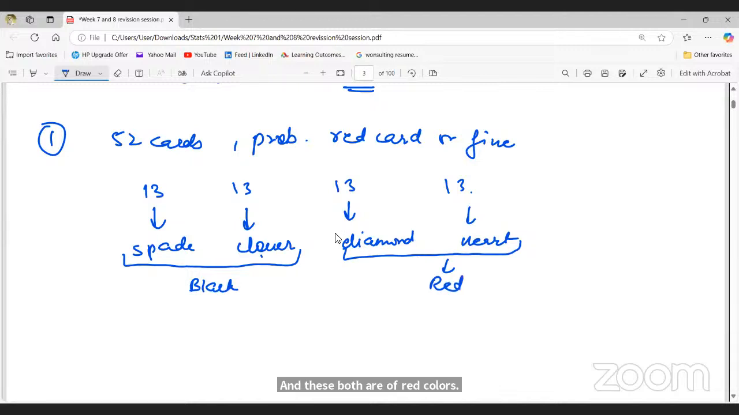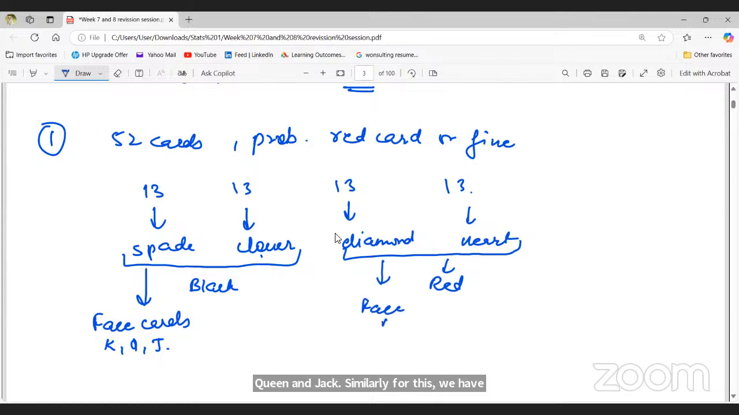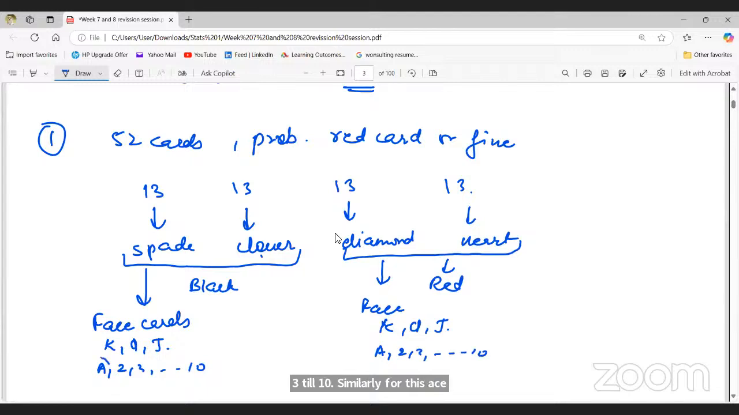Yes, ma'am. Okay, and each of these suits has face cards. There are 3 face cards: King, Queen, and Jack. Similarly for the other suits, we have the face cards King, Queen, and Jack. Other than that, we have the numbers: Ace, 2, 3 till 10. Similarly for each suit, Ace, 2, 3 till 10. Mostly we use 1 for Ace. Fine?